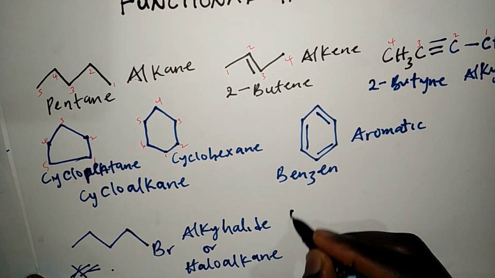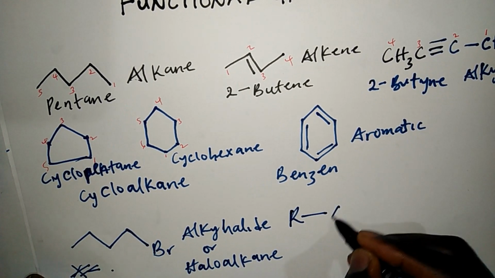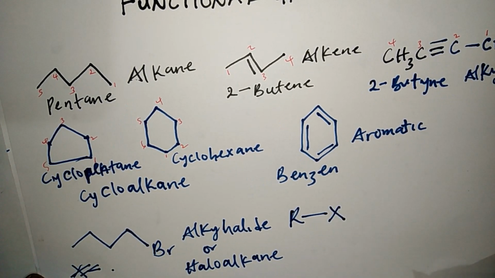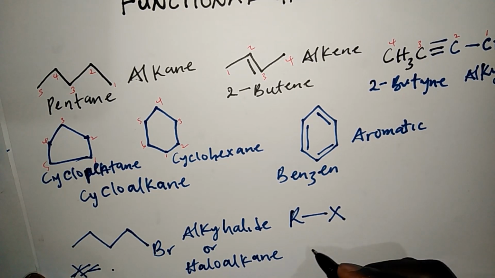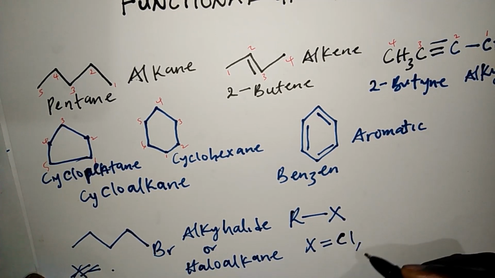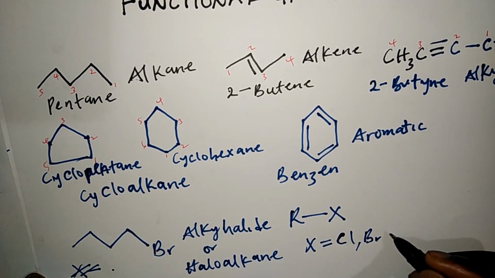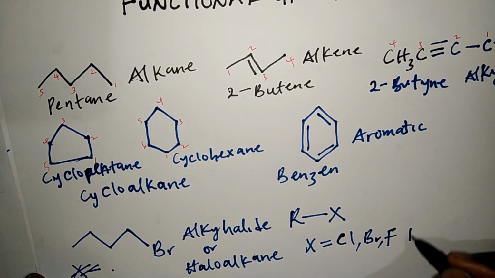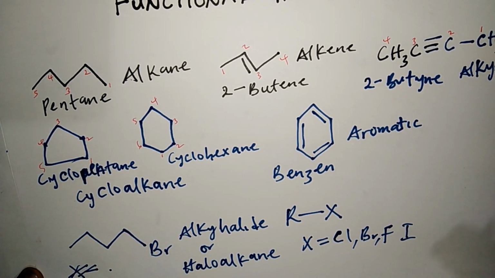Let me write it here. R linked to X. This is a generic formula of haloalkyl. And then X is equal to chlorine, bromine, fluorine, and iodine. These are all halogens, and this particular functional group is known as haloalkyl.